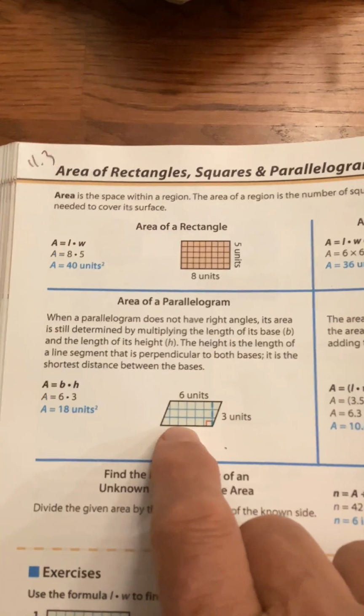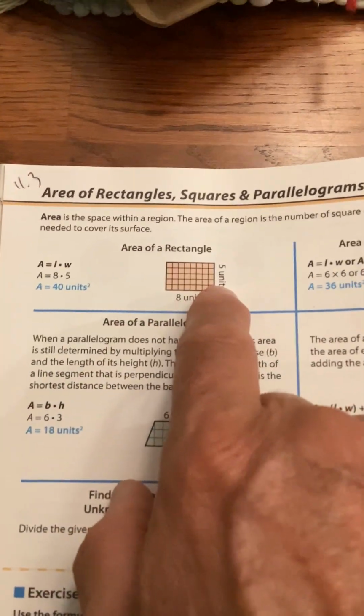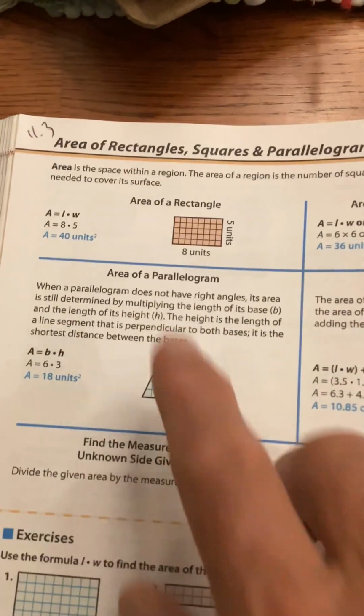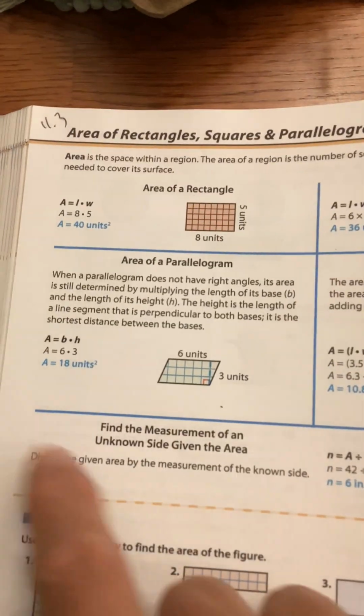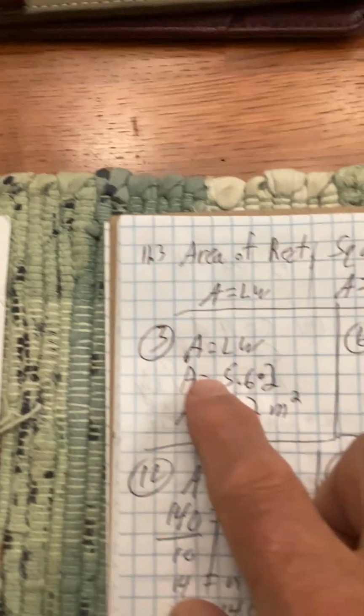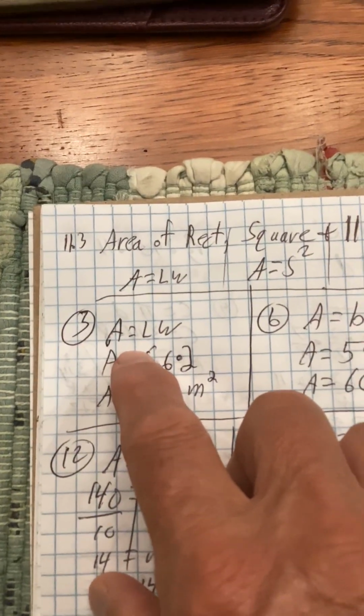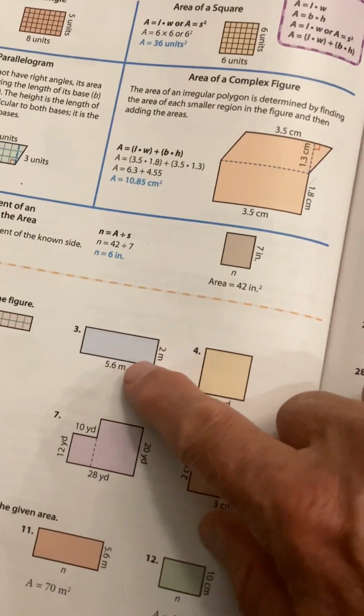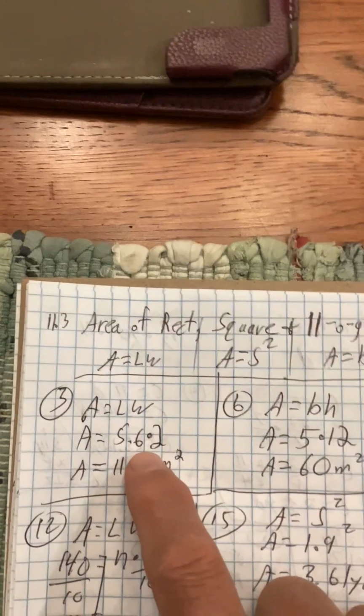So on this, you call it length and width. I like how this book is doing this, but same idea here, right? So anyways, here we go. So number 3, you have a rectangle. I'm not going to jerk back and forth like that. You can look at it and see it.